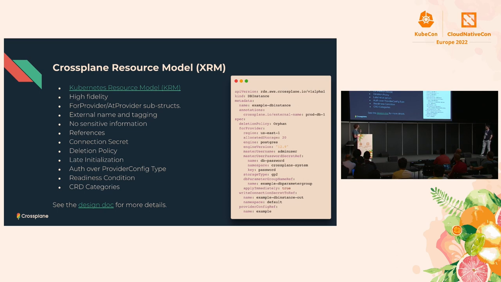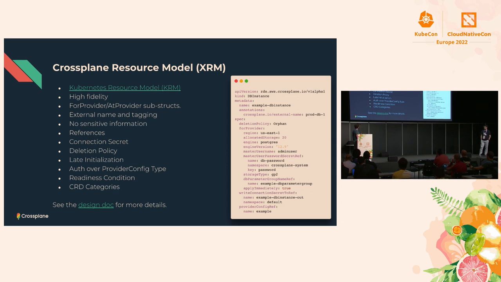And similar to deletion policy, for example, you can find a ready condition, which is also signaled by the cloud provider. So you can, for example, have a standard there: hey, if a resource reports ready, then it's definitely ready to be used. And that is across all cloud providers and all APIs.